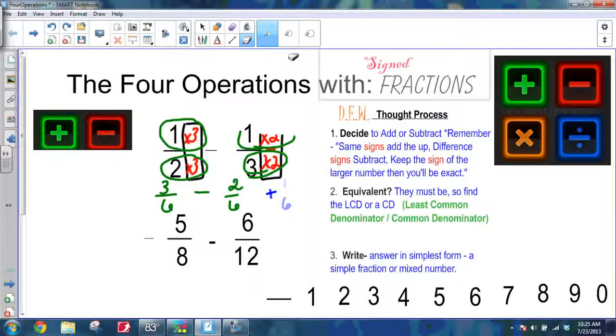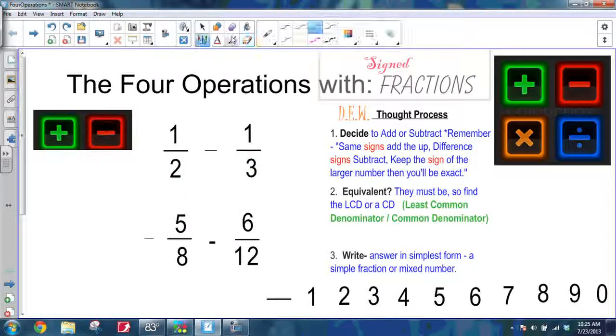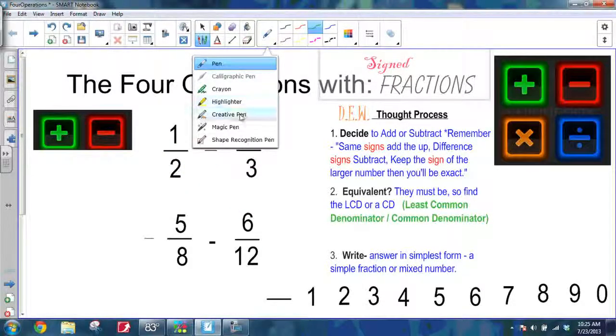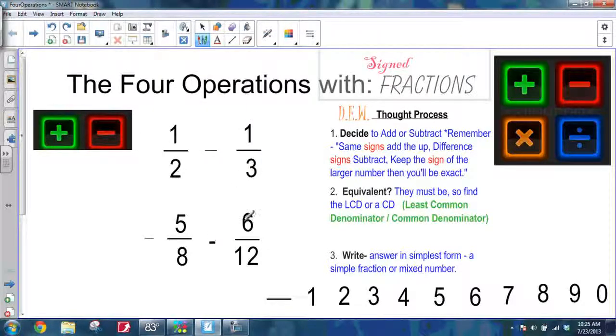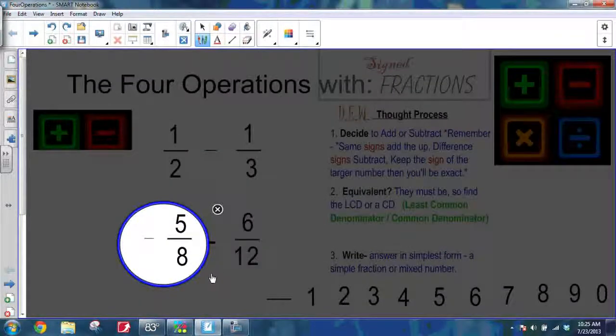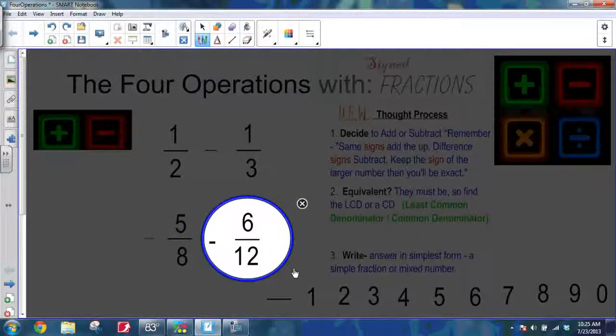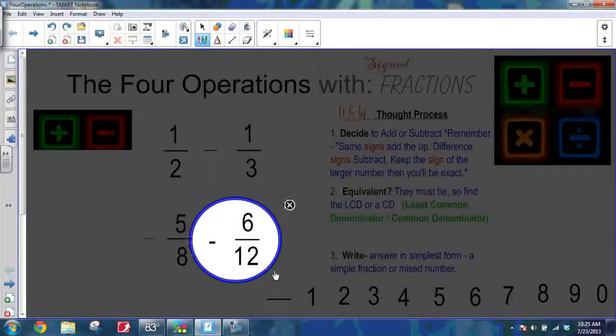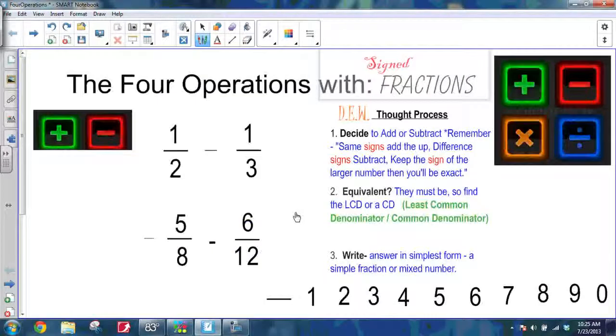Let's look at the second problem. The second problem states negative 5/8 minus 6/12. Well, first, let's decide. Should we add or subtract? So when we look at the first fraction, it is a negative 5/8. And when we look at the second fraction, it's a negative 6/12. So they have the same sign. Therefore, we're going to add.